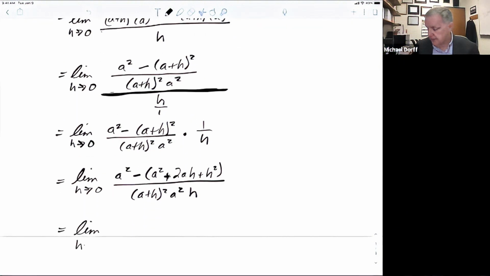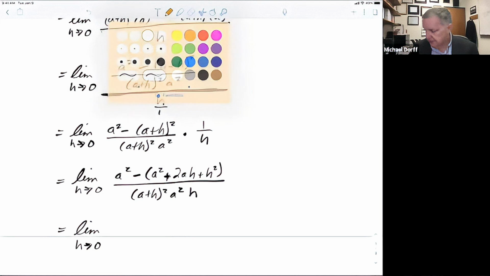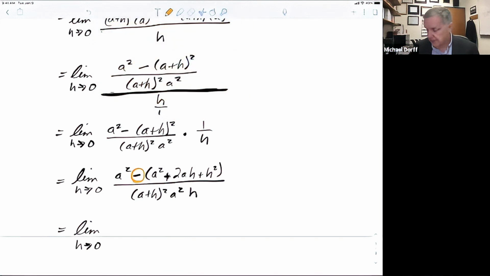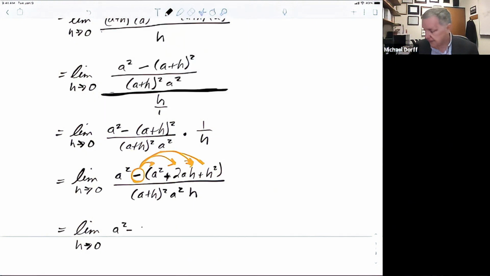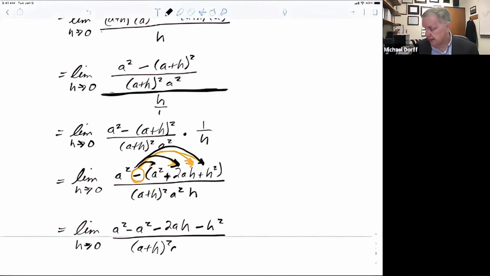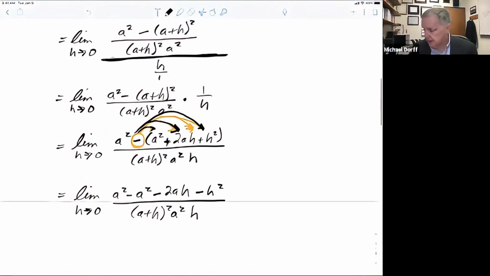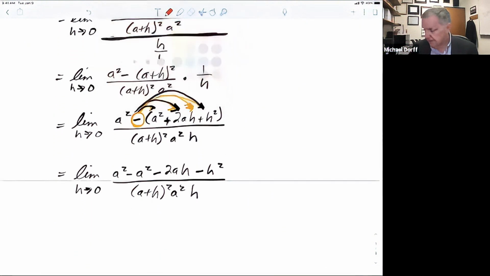All right. And then from here, be careful. What I need to do is distribute this negative sign in front of this parentheses to all three terms that follow after it. So when I do that, I have a squared minus a squared. That's this part. And then I have a minus 2ah. That's this part. And then I have a minus h squared, which is the last part right there. And then in the denominator, I have (a plus h) squared, a squared, h. The denominator hasn't changed yet.